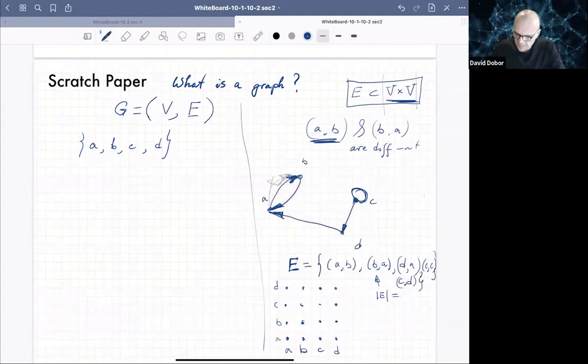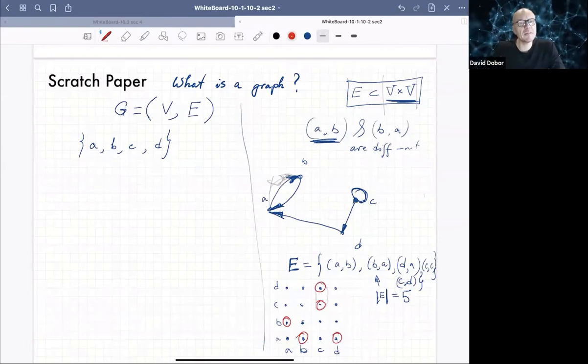The number of elements in E. So which 5 elements did I pick? These 5 elements. AB I picked. BA I also picked. DA I also picked. CC I picked. And I picked CD. So currently these guys, this is a subset of V.